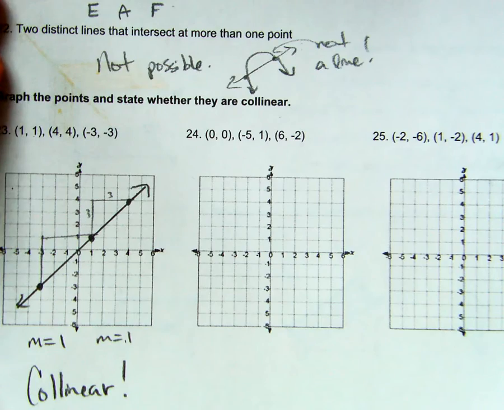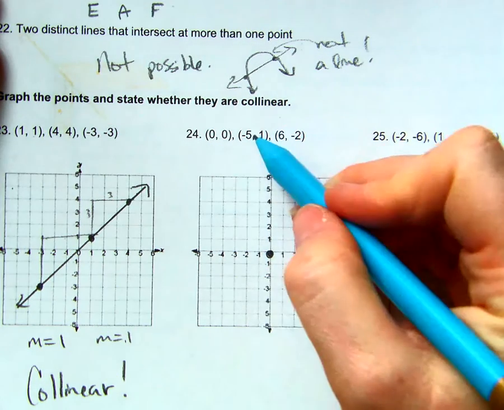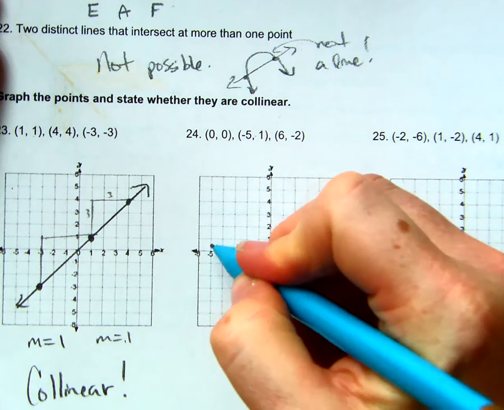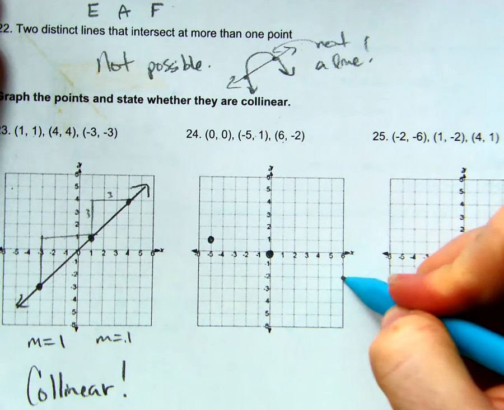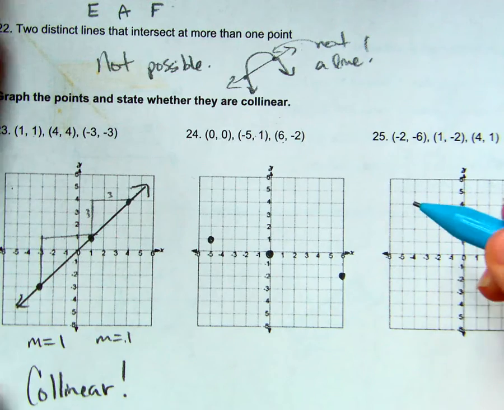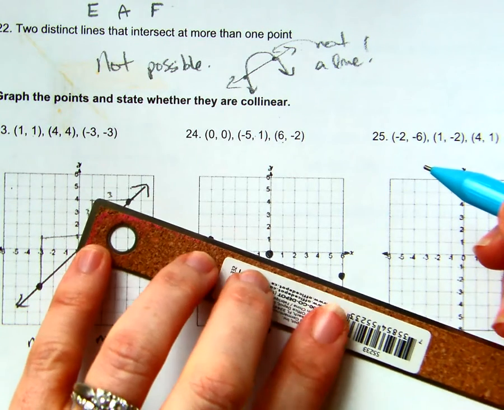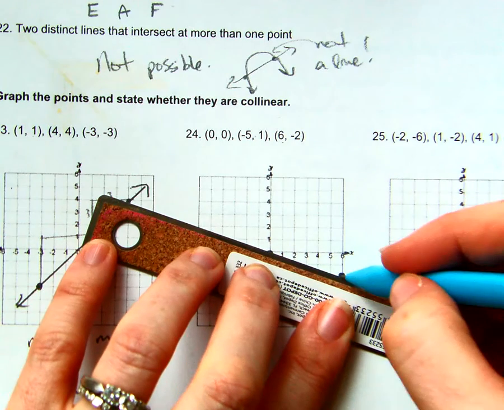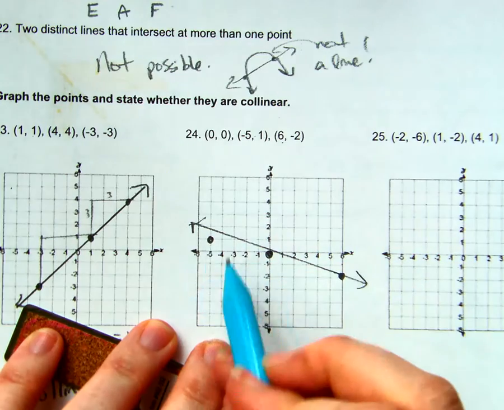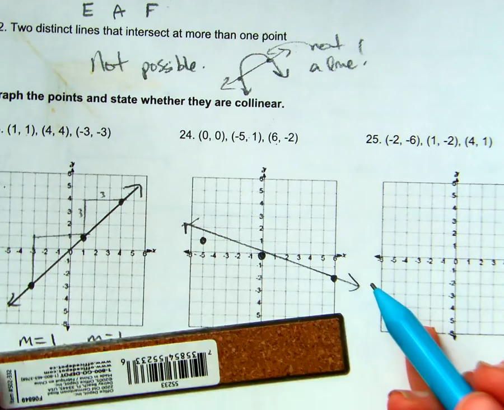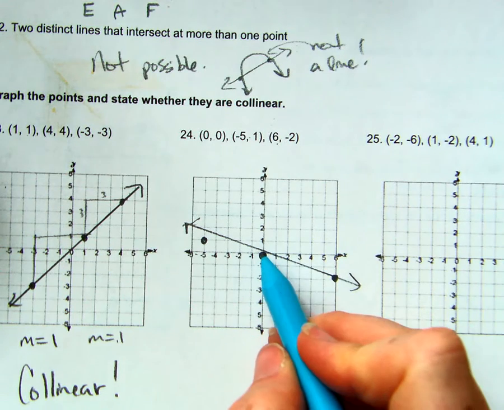All right. Next one, we have a point at 0, 0, also known as the origin. We have a point at -5, 1. We have a point at 6, -2. And if we try to draw a straight line between these, let's say I'm just going to pick 2 here. Let's say I pick these 2 to make sure that that one's on it. Looks like this point is probably not on that line. And so these are not collinear, but I could check the slope if I wanted to.